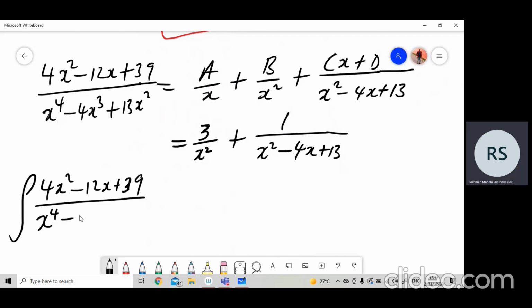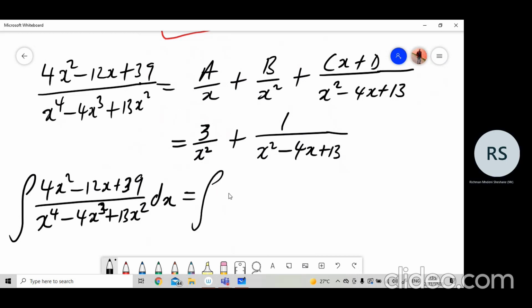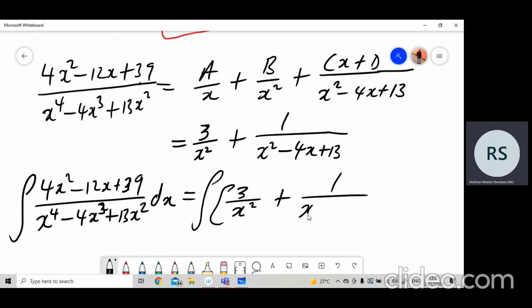X to the power 4 minus 4x squared plus 13x squared dx. Because I said we don't have a standard integral of this, but we're able to put this into its partial fractions. So now instead of integrating this, we're just going to integrate its partial fractions because they are equal. So we just substitute its partial fraction instead of this: 3 over x squared plus 1 over x squared minus 4x plus 13 dx.